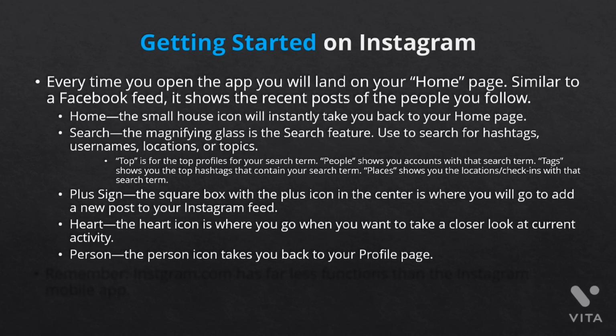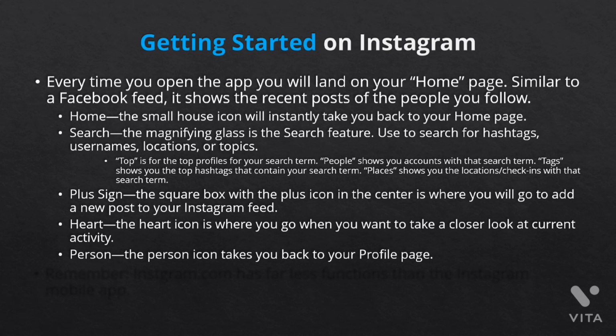The heart icon is where you go when you want to take a closer look at current activity. Following will show you the recent activity of the profiles and people you're following. For example, who they've recently started following, what posts they've recently liked, and so on. You shows you what people have recently started following you, or people who recently liked or commented on your posts, or which of your Facebook friends have recently joined Instagram.